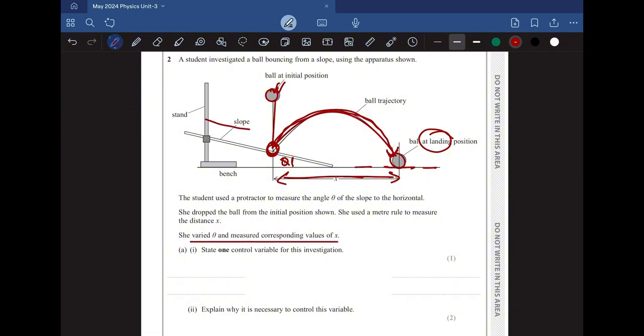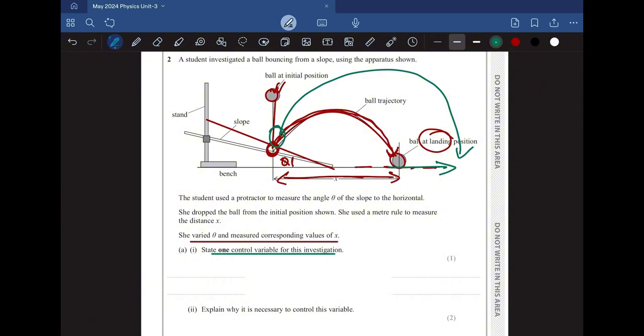If the slope was quite more like this, then if a ball bounced right here, it will be having a greater trajectory, right? It will land at a more further place, to the farthest, right? This is what they are talking about. Now state one control variable for this investigation. So basically, one thing that she will need to keep constant.